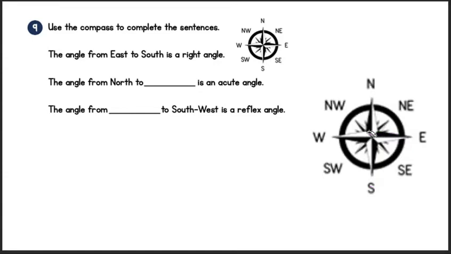Okay. The angle from north to something is an acute angle. So we know from north to south is a straight line, so it's not going to be that. We know that from north to east is a right angle, as well as from north to west. So the only options are from north to northeast, as well as north to northwest.